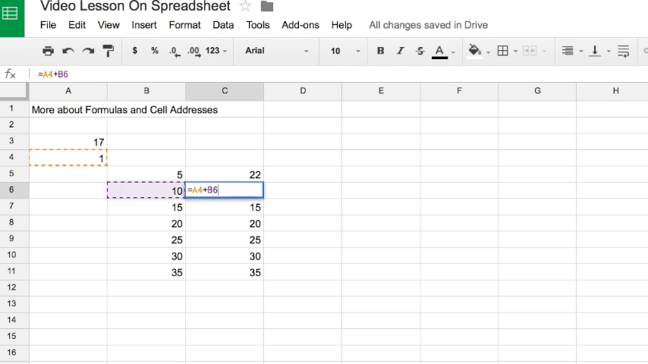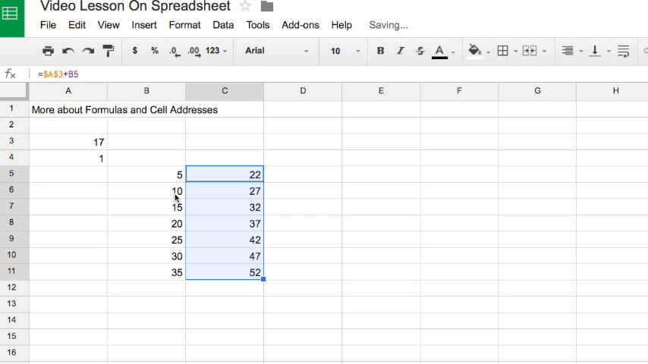So what I want to happen is I want this cell, the A3, to stay fixed. And to force it to stay fixed, you have to put a $ sign in front of the A and a $ sign in front of the 3. The value doesn't change, but what you're telling the computer now is to keep that 17 fixed in the formula so that when you add 17 to each one of these numbers, you get the correct answer over here.